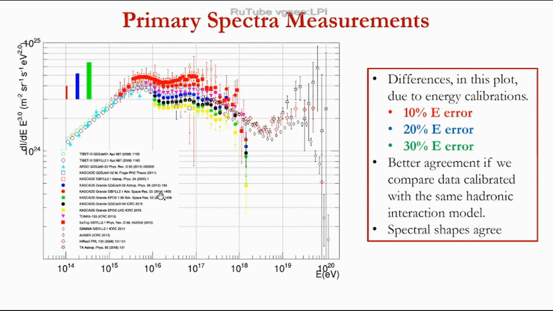So essentially, we can say that, like we said for the direct measurement, the differences between the experimental data we have on the all-particle energy spectrum are due to the energy calibration of these experiments. The spectral features that are observed by different experiments agree. We don't know exactly the energy at which these features appear because we have this problem of the energy scale calibration.